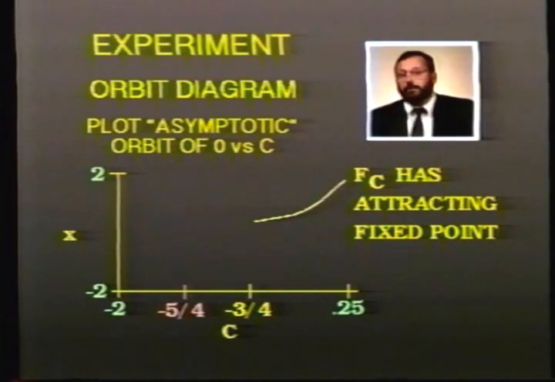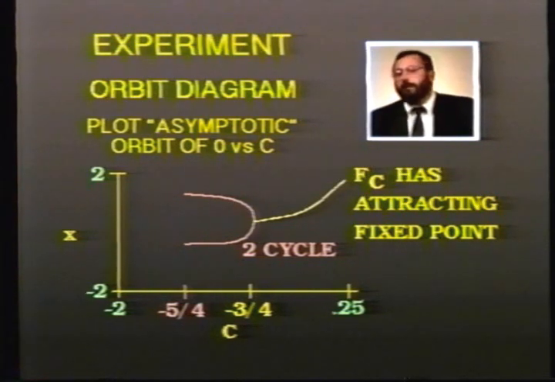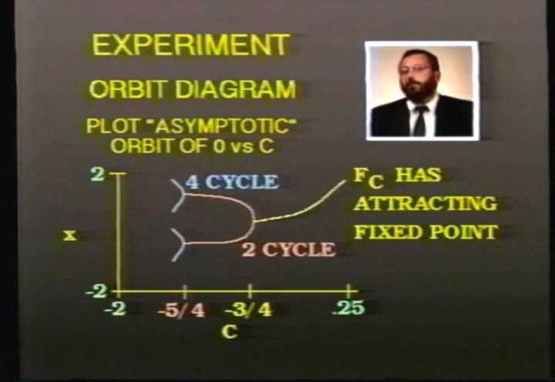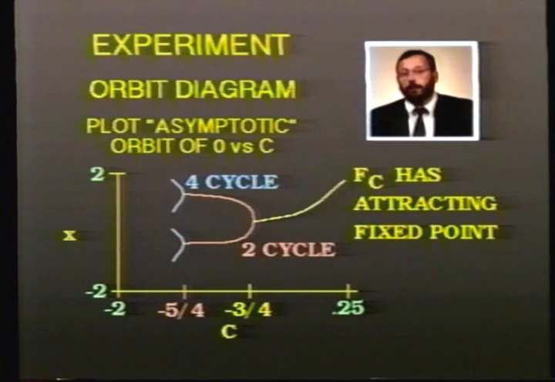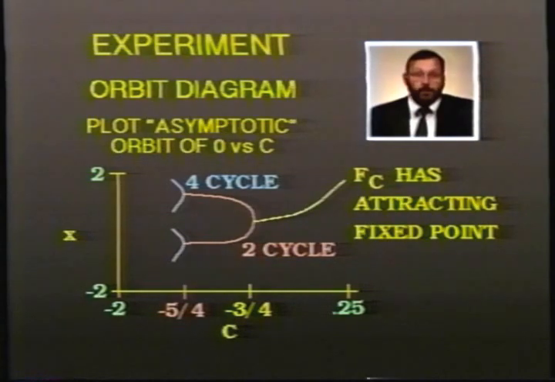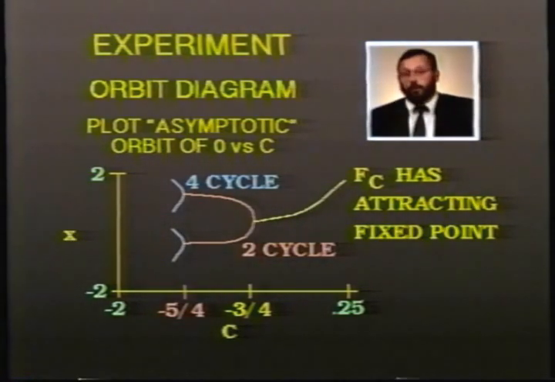On the other hand, as c decreases, we then see that the orbit of 0 will be attracted to a cycle of period 2, thereby giving 2 points over each such c value in the orbit diagram. As c decreases further, we expect to see that the orbit of 0 is attracted to a cycle of period 4. So our orbit diagram should look much as we've drawn in this picture here. So now let's turn to the computer to see the computer draw the orbit diagram.